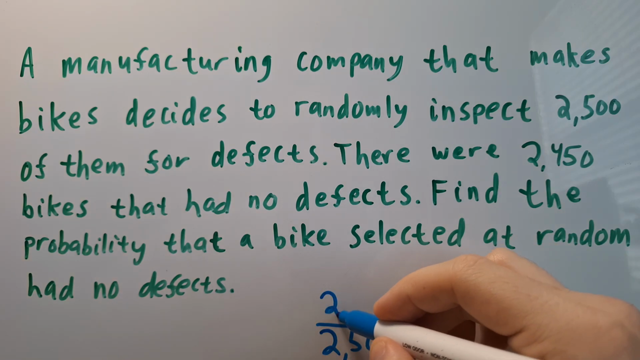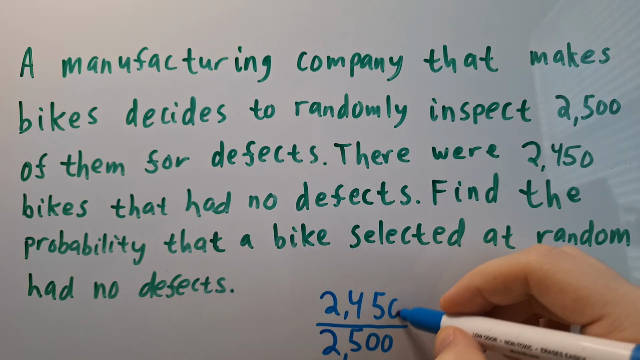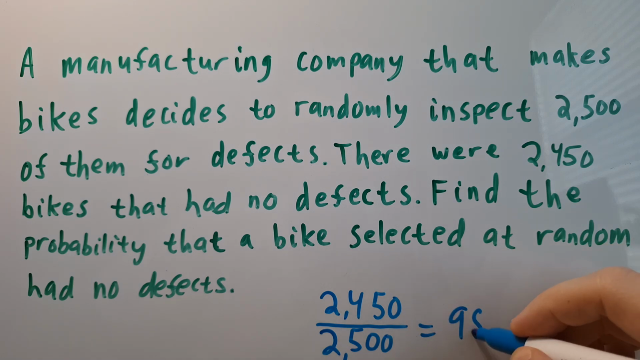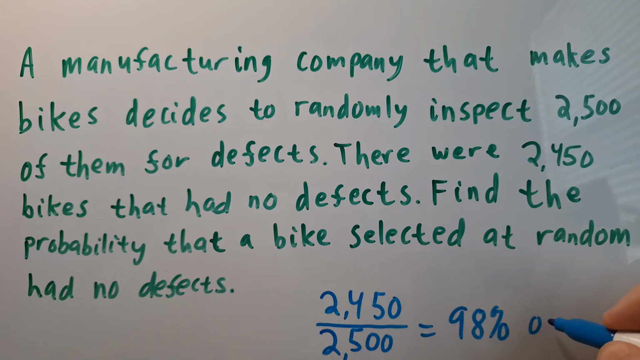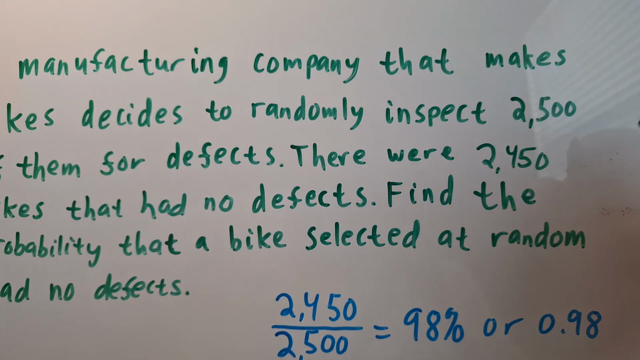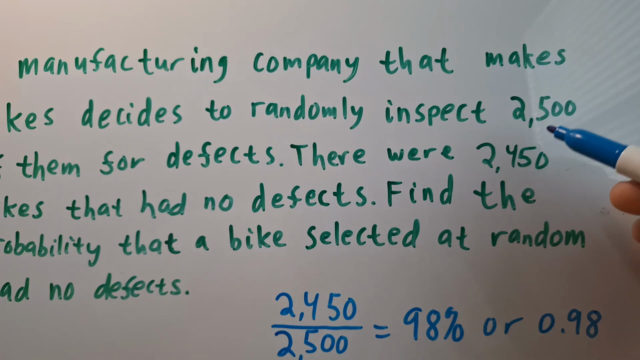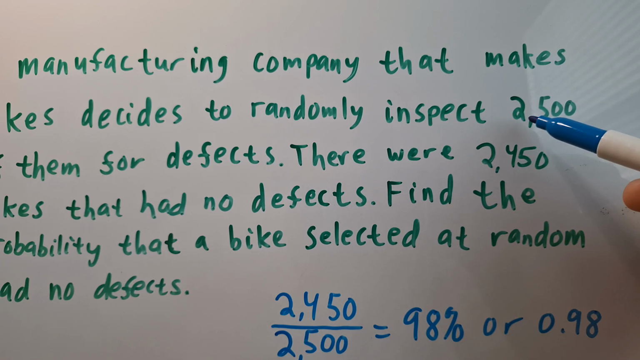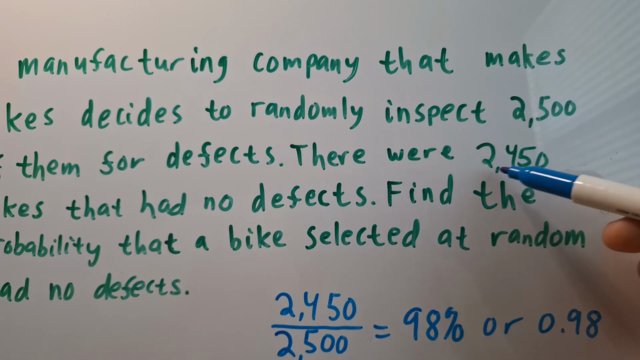So that would be 2,450 over 2,500. In lowest terms, this is 98%, or in decimal form, 0.98. That's how you find experimental probability. You're looking at the total number of times that that experiment was done, and then you're looking at the number of times that that event occurred. What happened? Bikes were inspected, and then this many were found to have no defects.